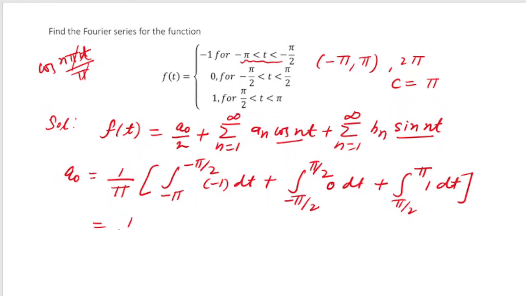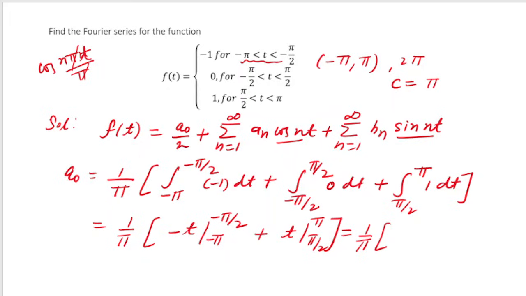Now it is very much clear that if I integrate it, I will get minus t, limit is minus pi to minus pi by 2. Here this is 0, so it will become 0, and this will become t, limit is pi by 2 to pi. So if I substitute the limit, I will get 1 by pi minus upper limit is minus pi by 2 and lower limit is pi, so minus pi by 2 minus minus pi, so that is equal to plus pi. And here the upper limit is pi and lower limit is pi by 2, so pi minus pi by 2. So what will I get here?